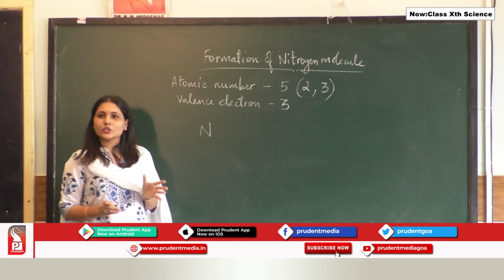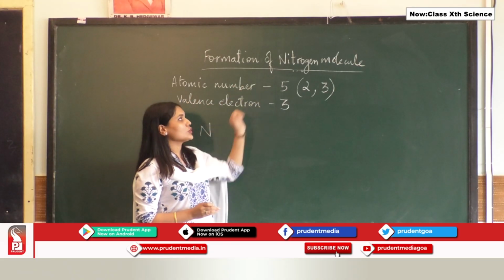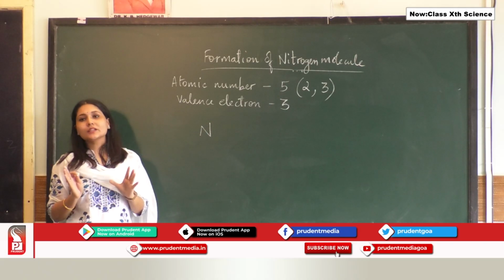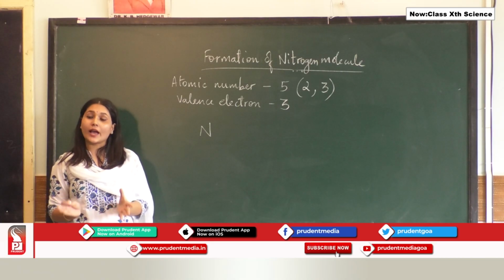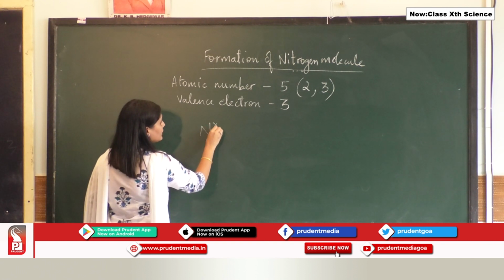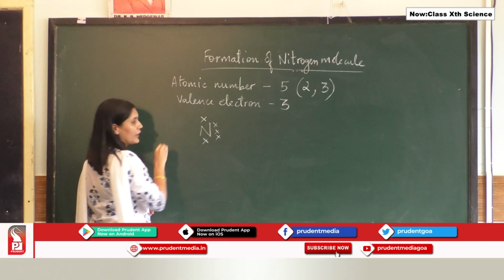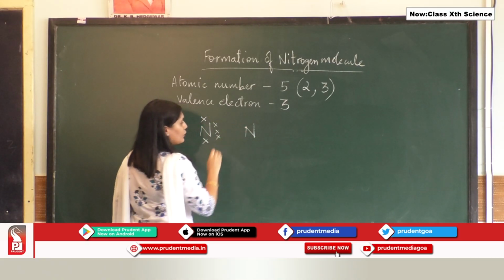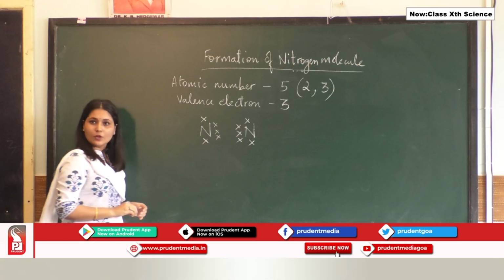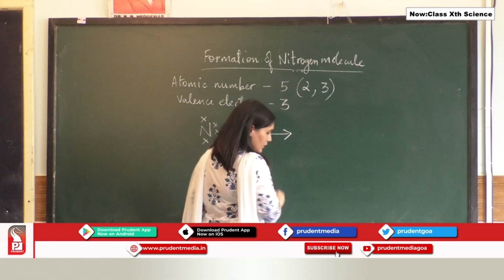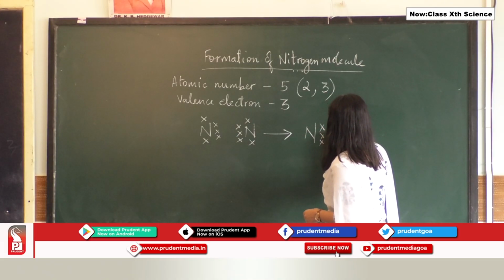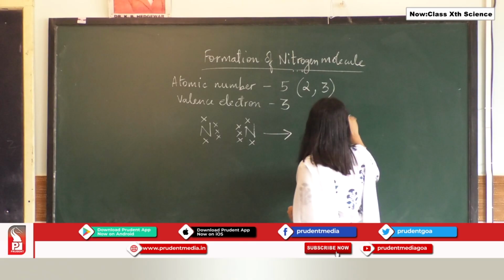Now let us take another example. We are going to learn about formation of nitrogen molecule. The atomic number of nitrogen is 7, and the electronic configuration is 2, 5. As per the octet rule, the outermost shell should have 8 electrons in total. So let us try to distribute the electrons. 1, 2, 3, 4 and 5. This is one atom of nitrogen. The second atom of nitrogen, again we have 1, 2, 3, 4, 5. So what will happen? These 2 nitrogen atoms are going to share their electrons in order to fulfill the octet rule.